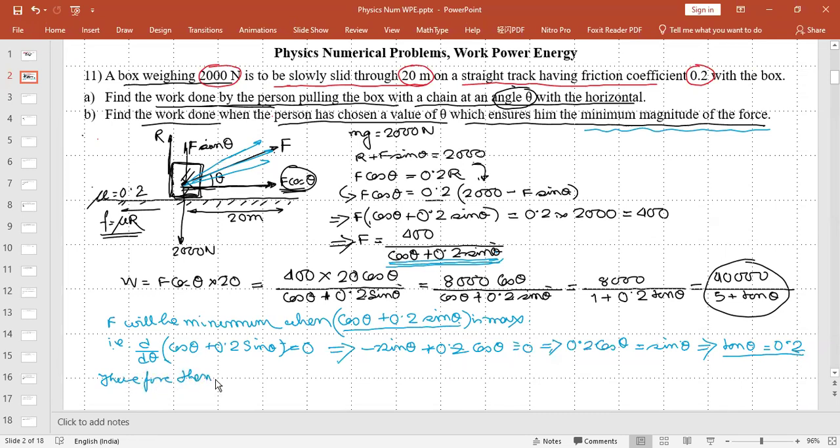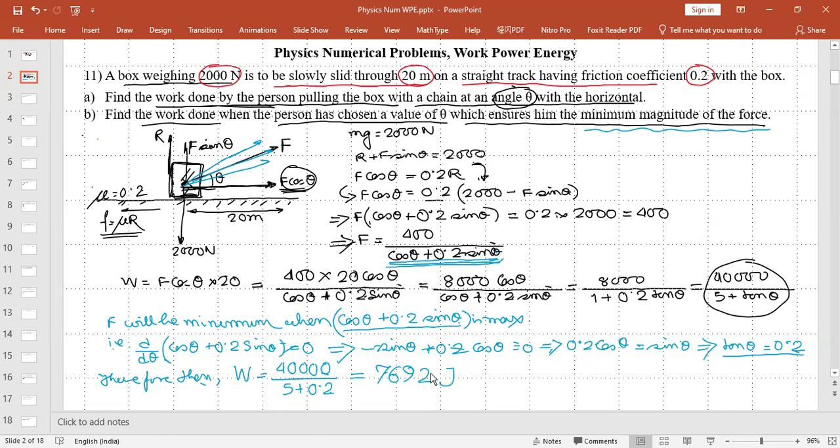Therefore, the work done is equal to 40,000 divided by 5 plus 0.2, because tan theta is 0.2. If you calculate this with your calculator, it will be 7692. Of course, the unit is joule.